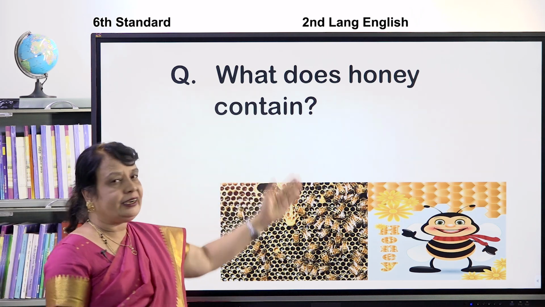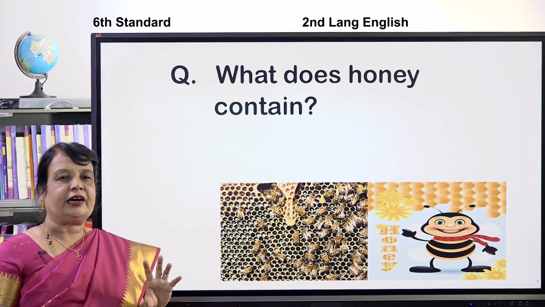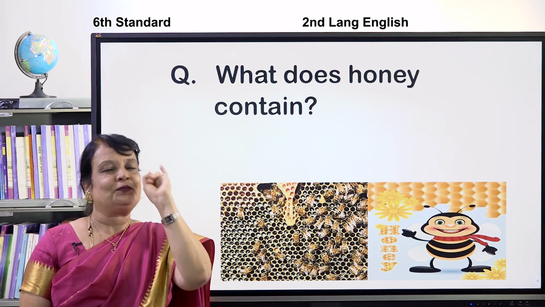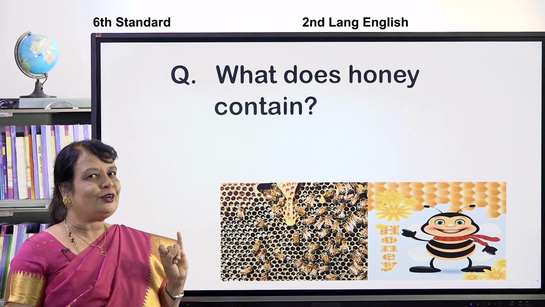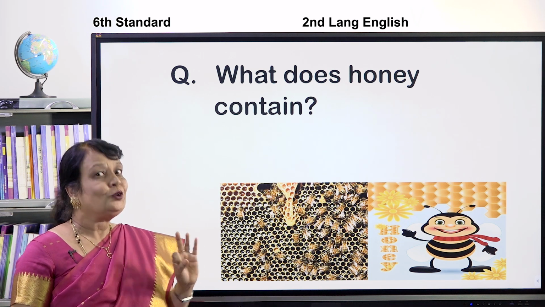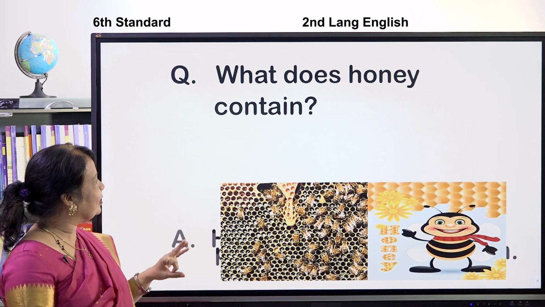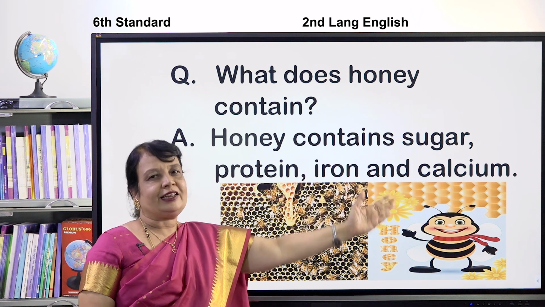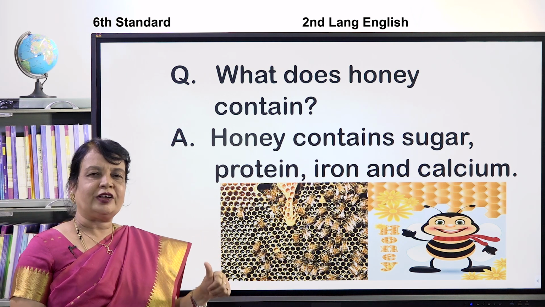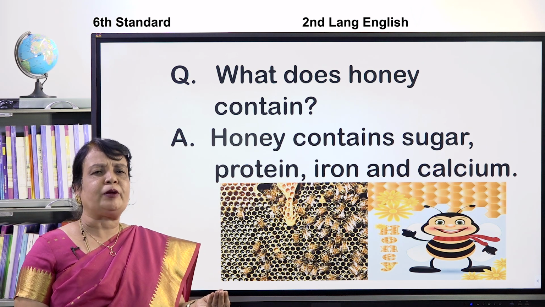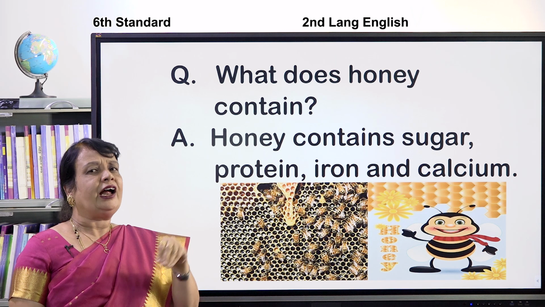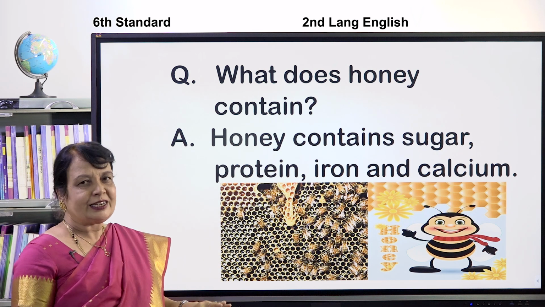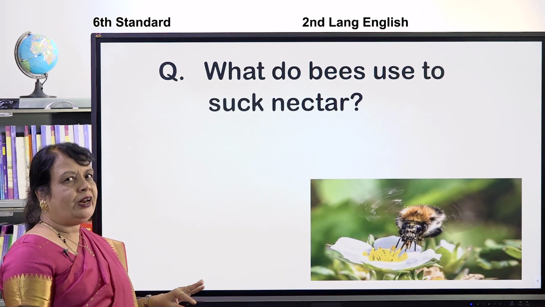What does honey contain? It is having something. What is honey having? What is that? Yes, iron. Good. Then calcium. Yes, children, even calcium it has. And also it is a sweet. Yes, what else it has? Sugar. And even proteins. Okay, children. Honey contains sugar, protein, iron and calcium. So it is rich. So we can use honey every day. Few of the people mix honey with hot water and drink in the morning. Yes, to lose their weight also. Isn't it, children? Yes. Now we have the last question.